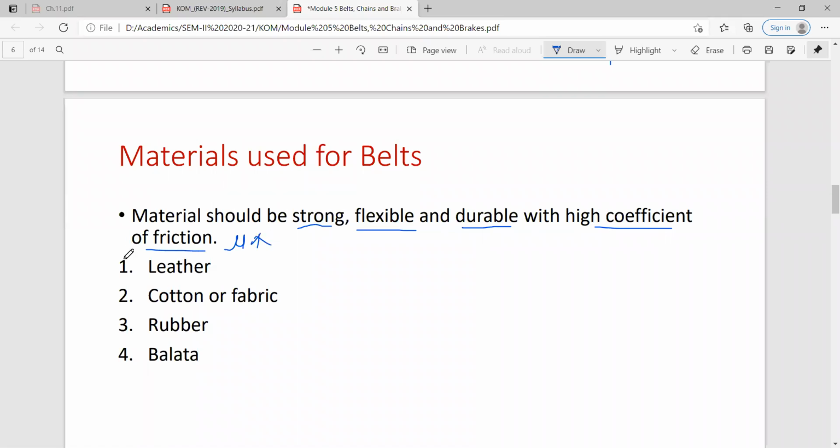So generally the materials used are leather belts, cotton or fabric belts, then rubber belts and balata belts. Balata is also a material like rubber, but it has superior qualities than rubber. These are the few materials I listed out for your reference.